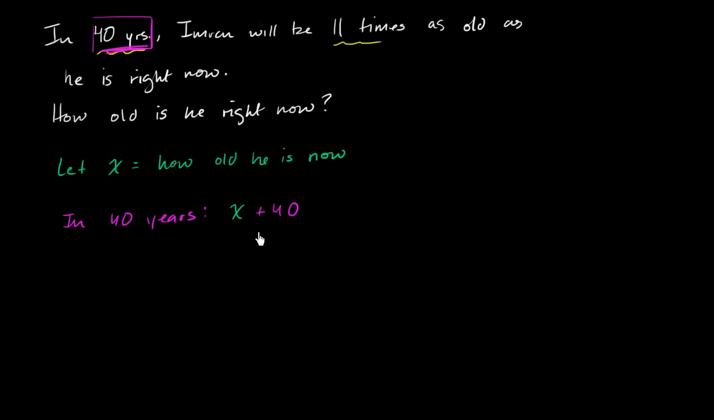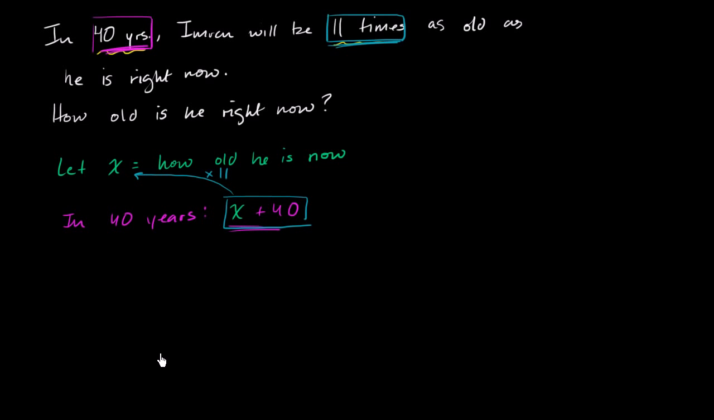This by itself isn't enough to figure out how old he is right now, but they tell us in 40 years, Imran will be 11 times as old as he is right now. So that's saying that this quantity right over here, x plus 40, is going to be 11 times x. In 40 years, he's going to be 11 times as old as he is right now. So this is going to be times 11. You take x, multiply it times 11, you're going to get how old he's going to be in 40 years.